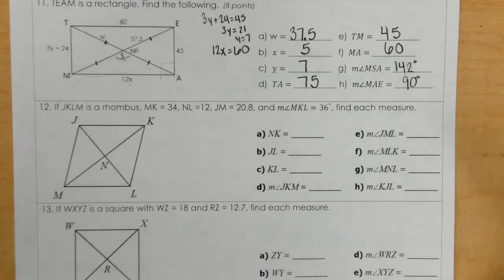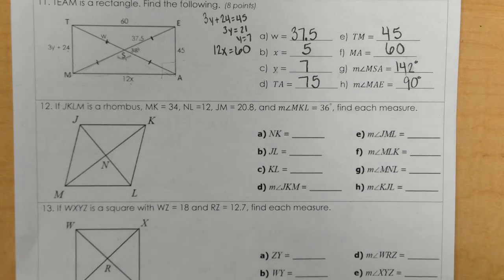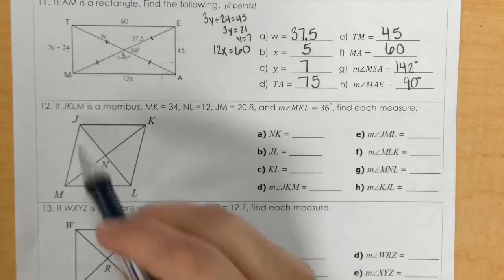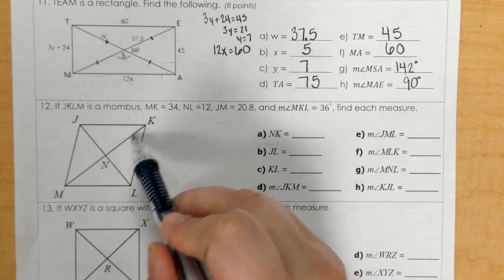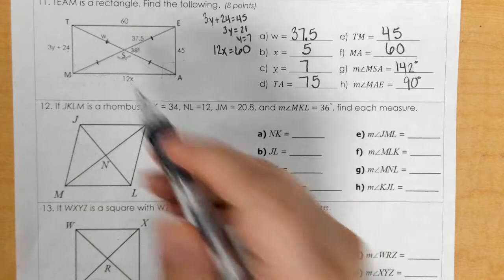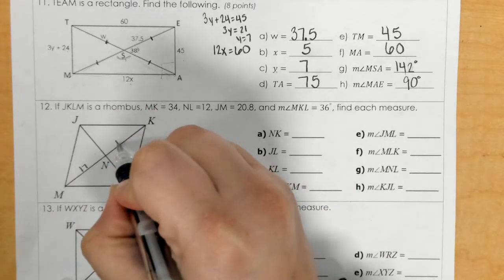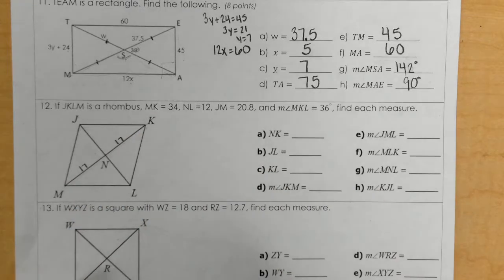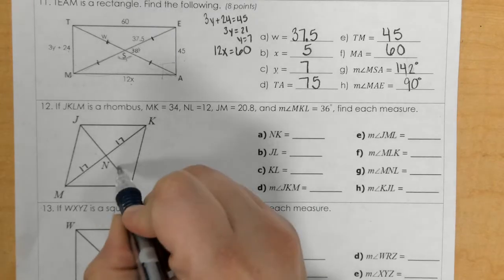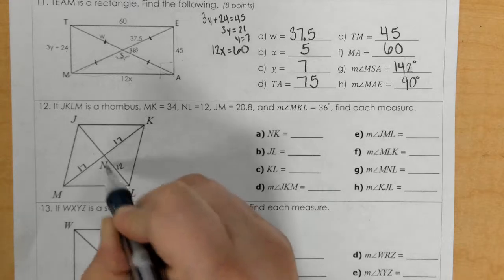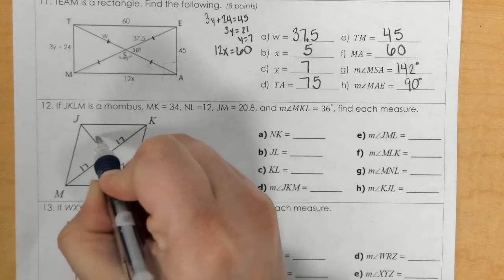Okay, and number 12, it says that JKLM is a rhombus if MK is 34. So if this whole thing is 34, I can cut that in half and make each one 17. Okay. NL is 12. Okay, well if NL is 12, so is JN.